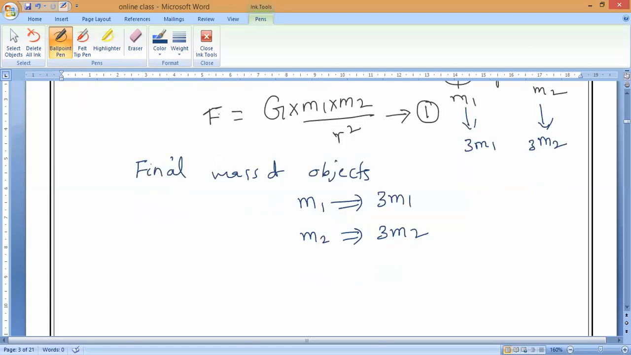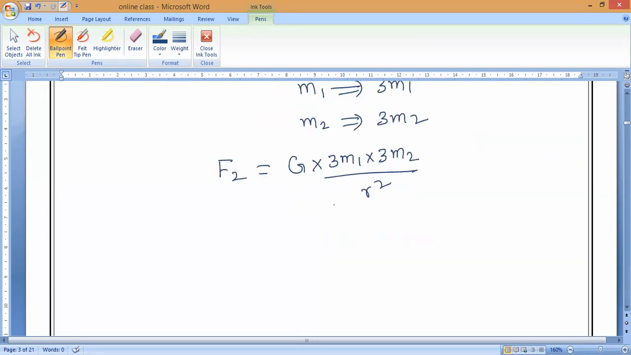So now what is the new force? This is F1, the initial force. Now F2 is equal to, what will come, guys? G into 3M1 into 3M2 divided by R square. Yes, very good, my friend. So now force F2 is equal to 3 into 3, how much, guys? 9 F1.